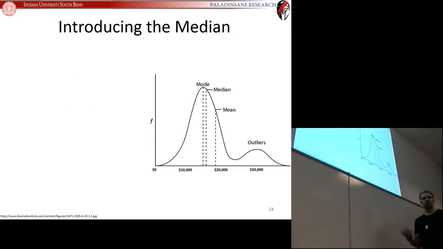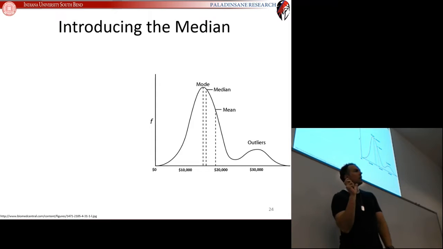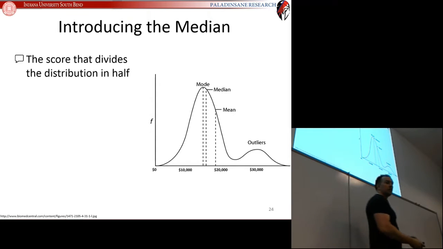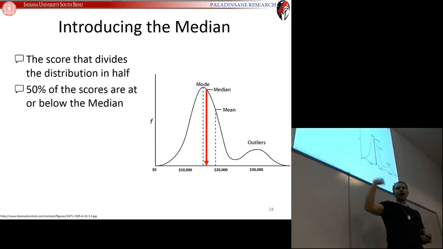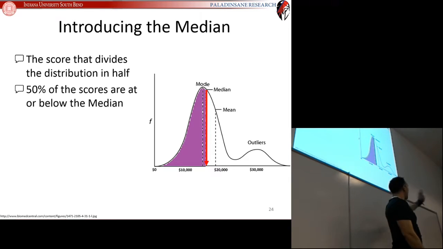All right, the next most commonly used measure of central tendency in psychology is the median. And the median is the score that doesn't balance the scores. All it does is it cuts the scores in half, so that you have half of your scores on one side of the median, and half of your scores on the other side of the median.